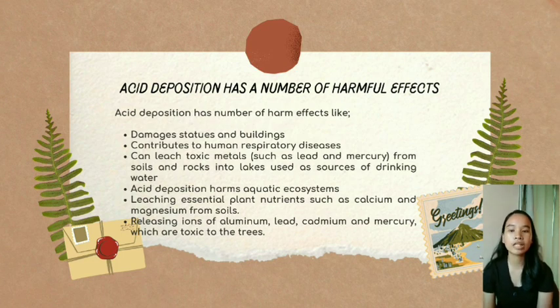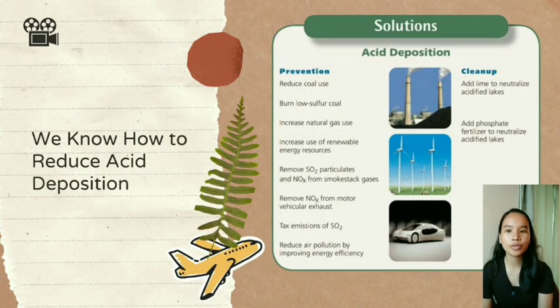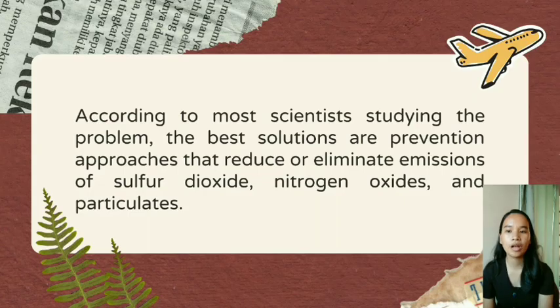Mountaintop forests are especially vulnerable to acid deposition because they tend to have thin soils with little buffering capacity and are bathed almost continuously in highly acidic fog and clouds. We know how to reduce acid deposition. According to most scientists studying the problem, the best solutions are prevention approaches that reduce or eliminate emissions of sulfur dioxide, nitrogen oxides, and particulates.